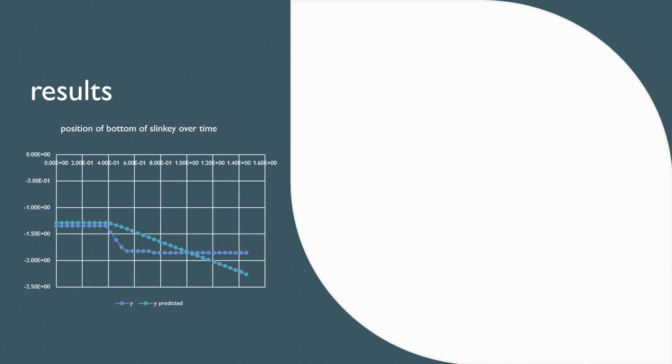The dark blue is the observed, whereas the light blue is the predicted. There is a little bit of discrepancy in here, particularly at the end, because the Slinky hit the ground, whereas the model, I think, was assuming that it would continue on downwards.